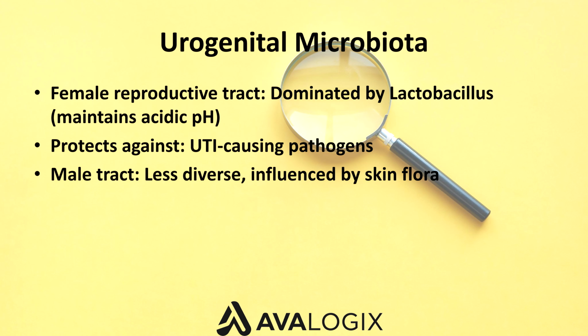In men, the urethral microbiota is less studied but includes skin-associated genera like Corynebacterium and Staphylococcus. In both sexes, the urinary tract, previously thought sterile, contains a low-density microbiota, especially in the bladder, that may play a role in urinary health. Emerging therapies, like probiotic vaginal suppositories, aim to restore microbial balance and prevent recurrent infections. Understanding this ecosystem is vital for reproductive health, obstetrics, and urological care.